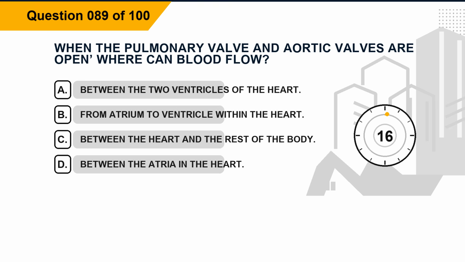Question 89. When the pulmonary valve and aortic valves are open, where can blood flow? Option A, between the two ventricles of the heart. Option B, from atrium to ventricle within the heart.